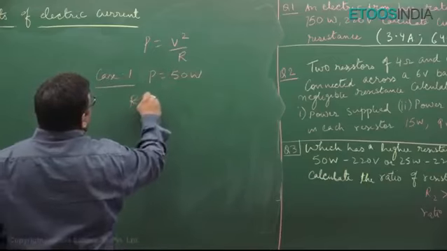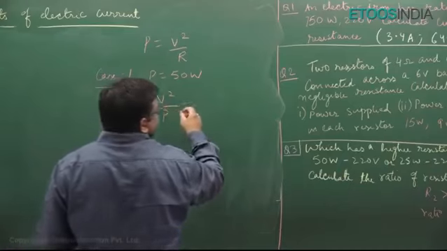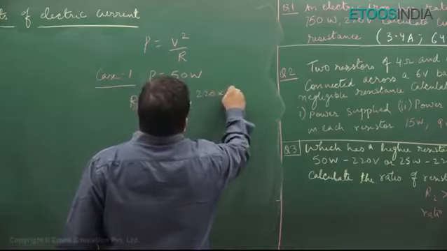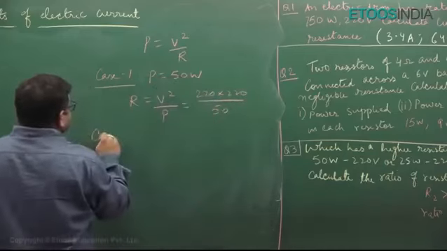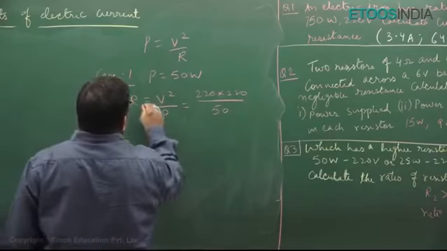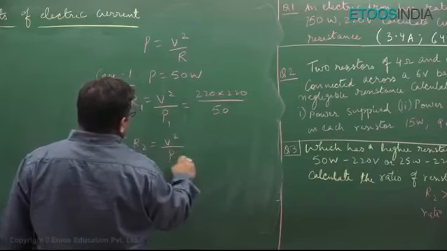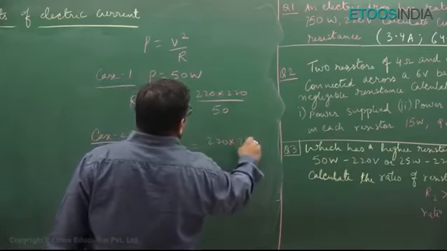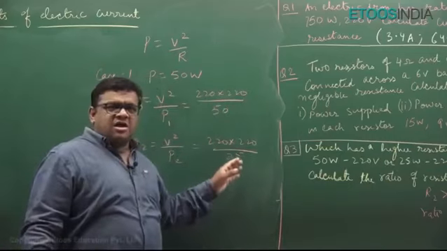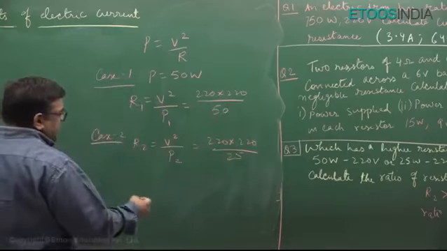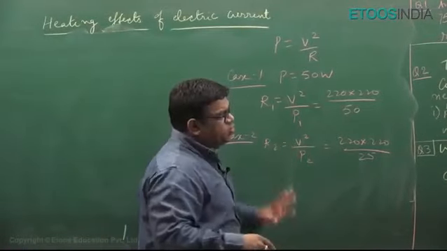So the formula becomes R is equal to V square upon P. That is 220 into 220 divided by 50. Case 2, R2 will be V square upon P2. That is 220 into 220 upon 25. Now students, you can solve it right here, or we can do one thing, because we need to find the ratio also, because it has simply asked to calculate the ratio, nothing else.